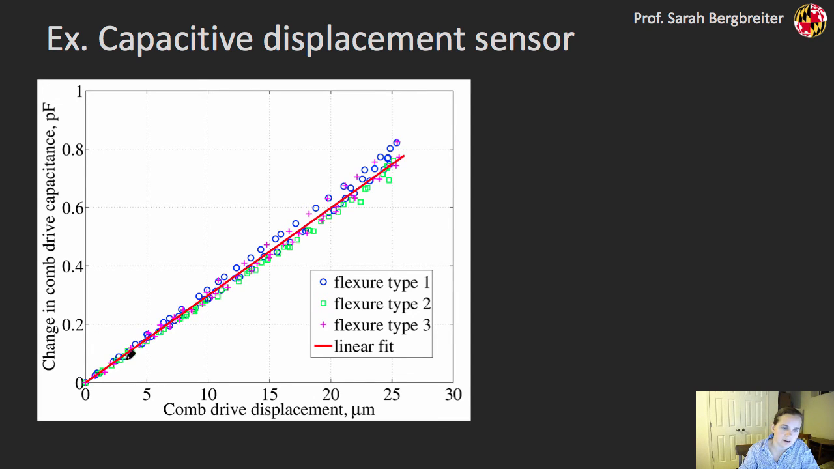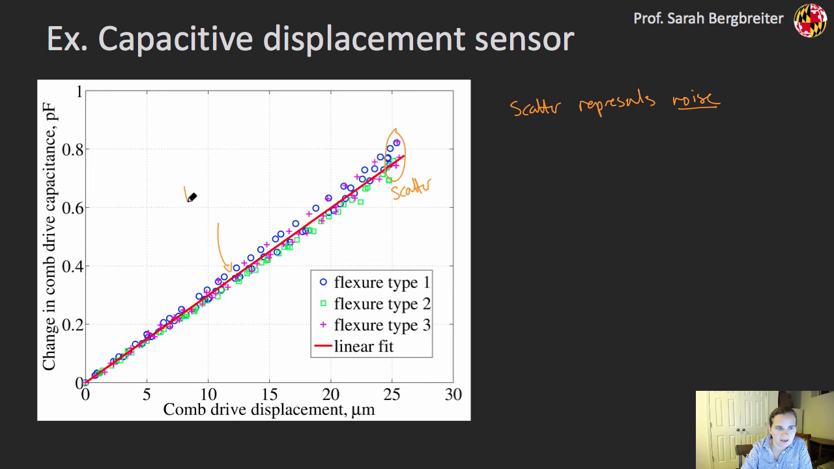So in this case, we're looking at a capacitive sensor. So on the y-axis, I have a change in capacitance in picofarads, and this is effectively a displacement sensor. On the x-axis, I have a displacement in microns. So I'm applying a known displacement, and I'm doing this over different, in this case, slightly different versions of the same thing, and trying to find a linear fit for all of this data. So you can see right here I have some scatter in my measurement data, and not surprisingly that scatter is going to be representing noise.